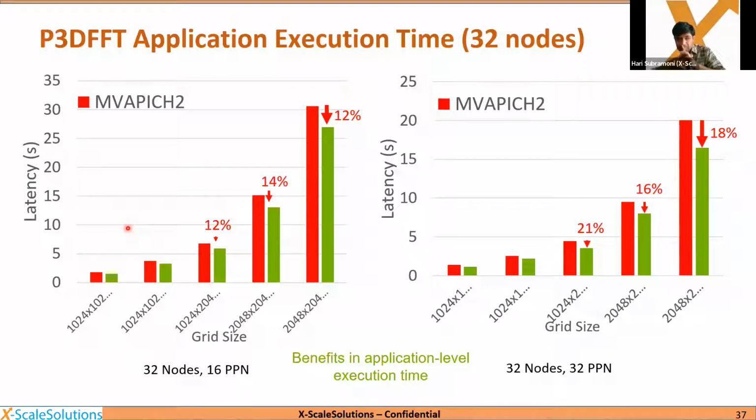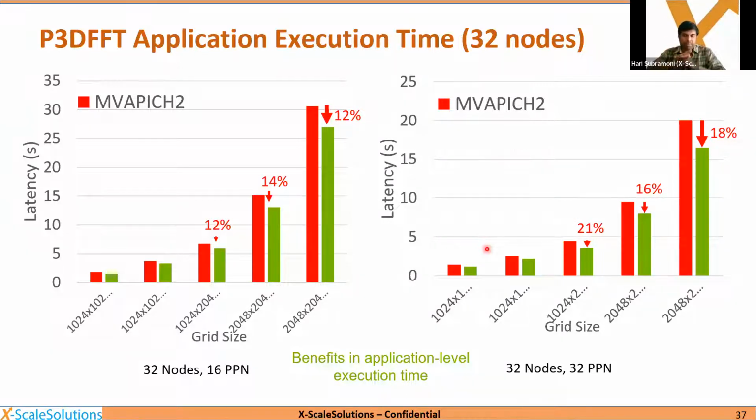Now, here we are trying to compare the performance of the red line, which is the default solution, and the green line, which is the solution offloaded to the DPU. Through this solution, we are able to significantly reduce the overall execution time by offloading necessary communication components onto the DPU. That's what we want to highlight here.